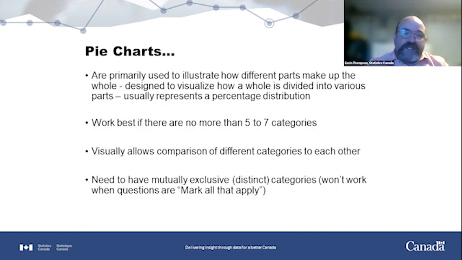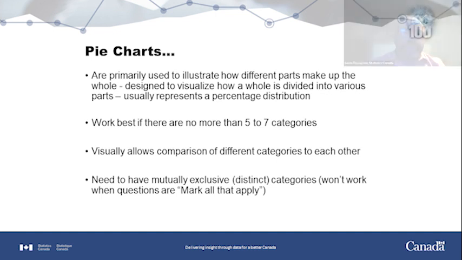They need to be mutually exclusive, distinct categories. So this doesn't work with mark all that apply. I have seen people try this, and imagine mark all that apply. Let's say you have 10 respondents and they all pick 3 things. It ends up looking like you have 30 respondents. So it doesn't work at all. So you can't use pie charts with mark all that apply.